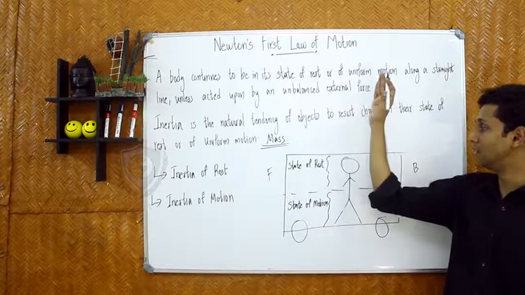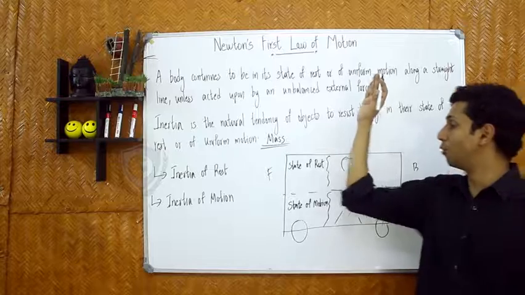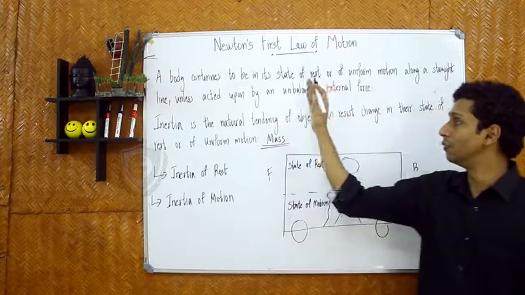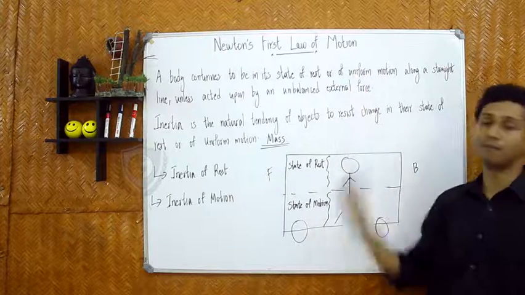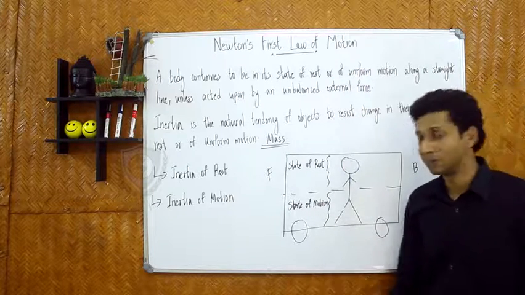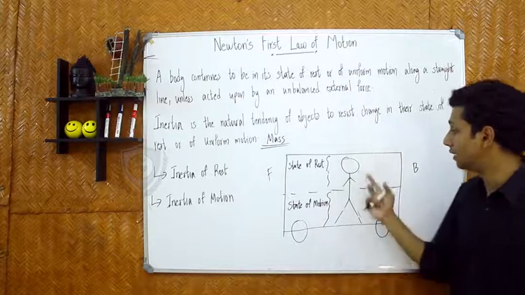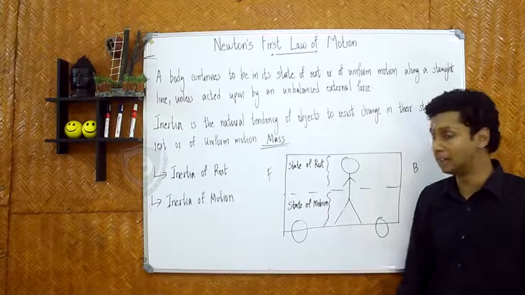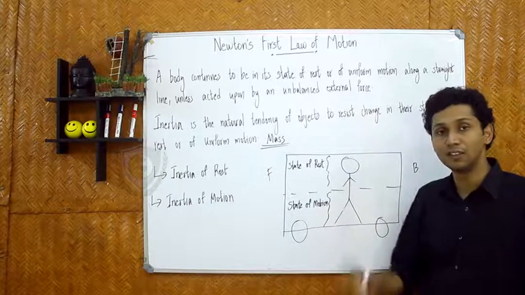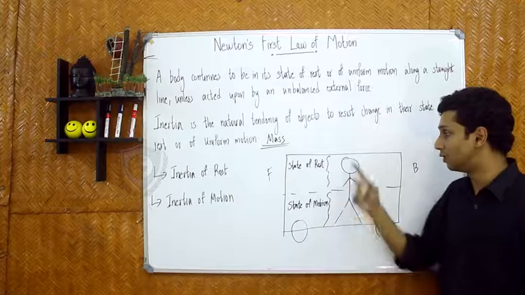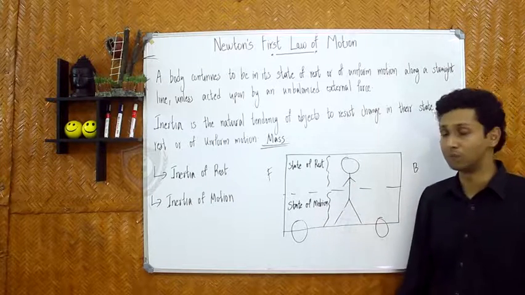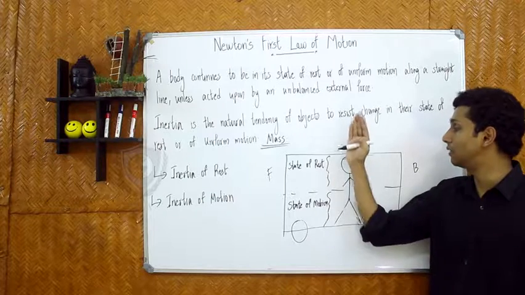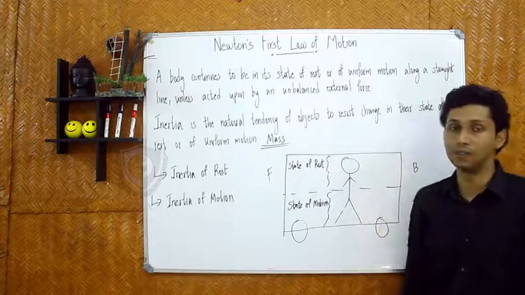So what would happen? Just imagine this is a passenger. Now the lower portion tends to move forward. So the upper portion, what would happen? The passenger may tend to fall backward. You understood? It is very simple, because due to the effect of inertia of rest, the upper portion of the passenger still continues to be in the state of rest, whereas the lower portion changes to the state of motion. So due to this difference, this passenger may tend to fall backward.